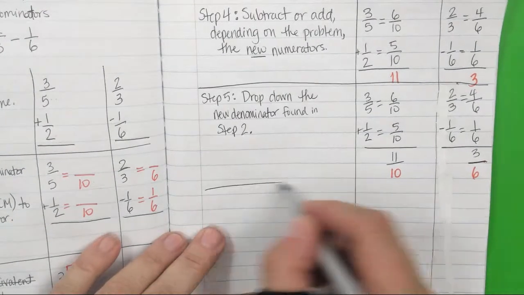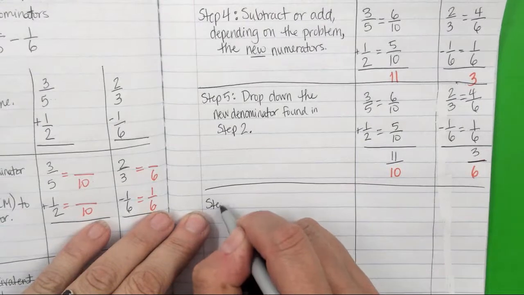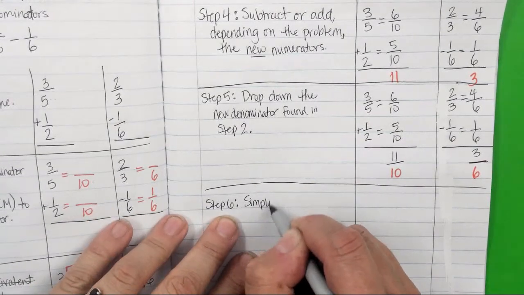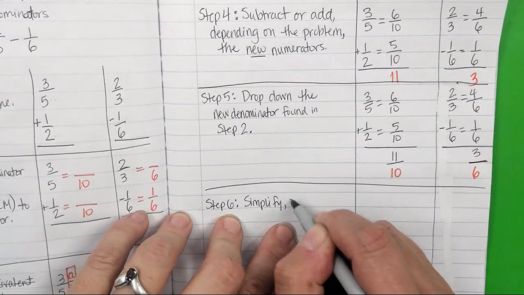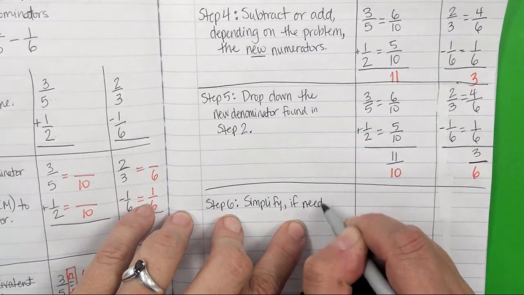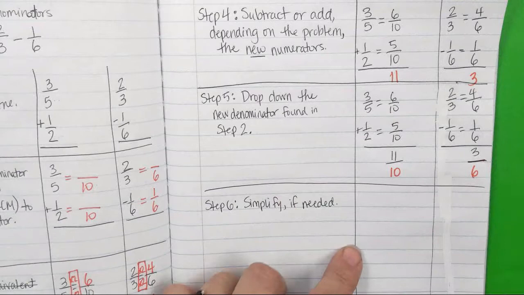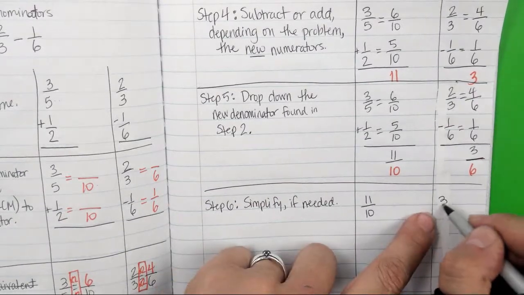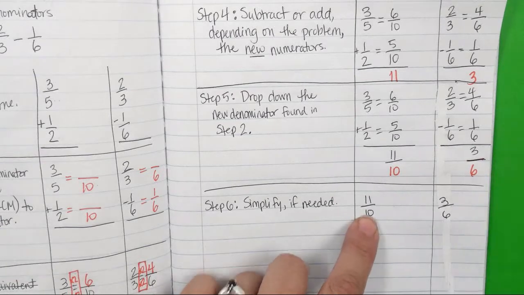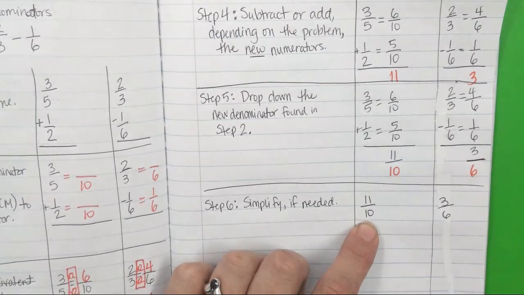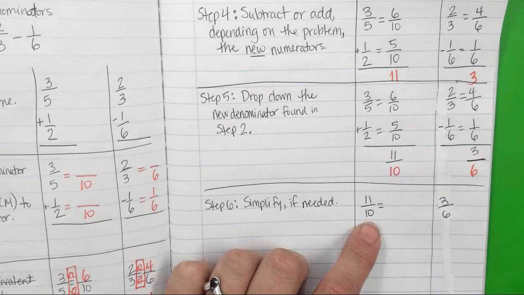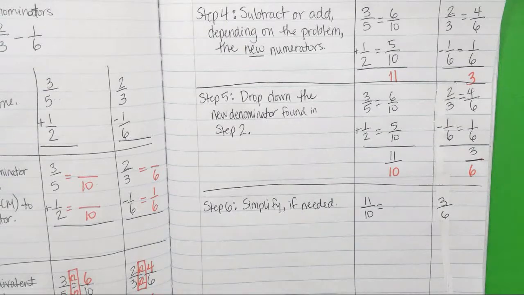Step 6. Simplify if needed. Now, 11 over 10. What's wrong with 11 over 10? Did I hear somebody say it? Good job. 11 over 10 is an improper fraction. So I have to turn this into a mixed number.